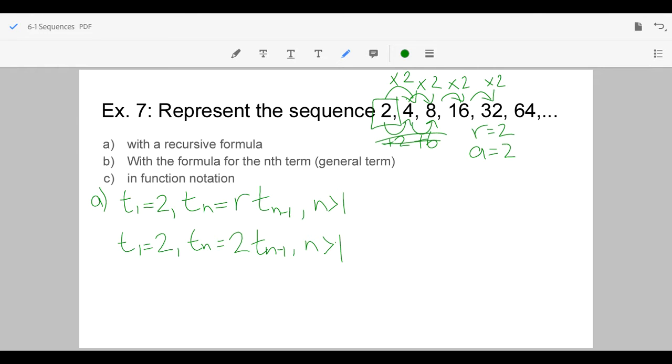Let's check this. So term 2 would be equal to 2 times term 1. 2 times 2 is 4. Term 3 would be equal to, or sorry, not 3, term 3 is 2 times term 2. So 2 times 4, which is 8. So this is in fact correct. It works for this sequence. So this is our recursive formula.